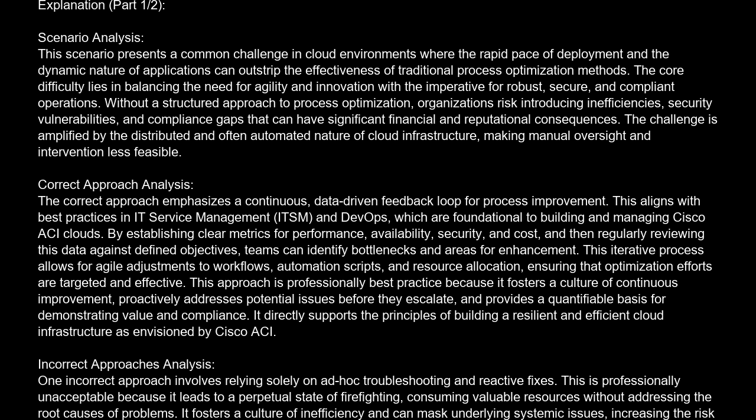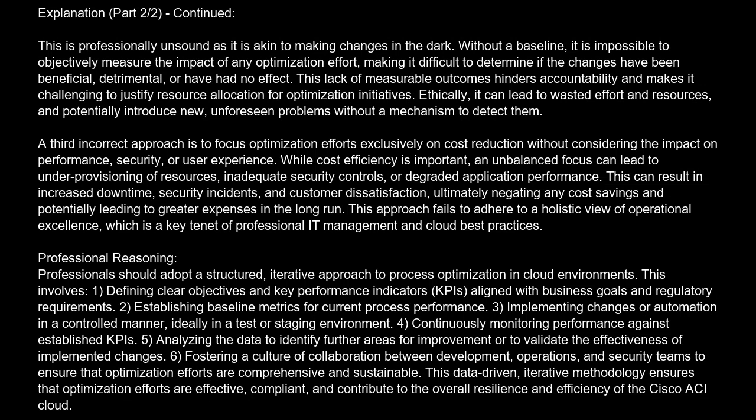Another incorrect approach is to implement optimization changes without establishing baseline metrics or a clear understanding of the current process performance. This is professionally unsound, as it is akin to making changes in the dark. Without a baseline, it is impossible to objectively measure the impact of any optimization effort, making it difficult to determine if the changes have been beneficial, detrimental, or have had no effect. This lack of measurable outcomes hinders accountability and makes it challenging to justify resource allocation for optimization initiatives. Ethically, it can lead to wasted effort and resources, and potentially introduce new, unforeseen problems without a mechanism to detect them.